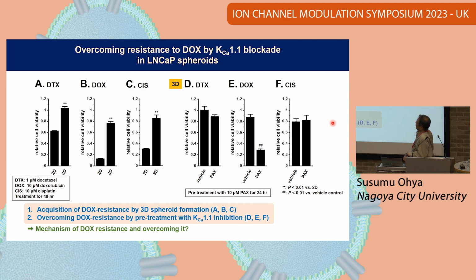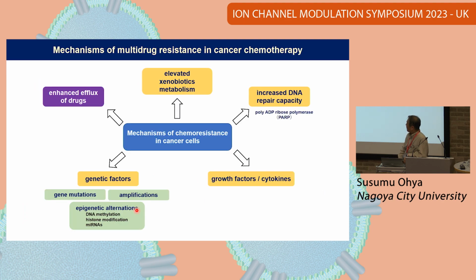LNCaP spheroids also have resistance to chemotherapies, docetaxel, doxorubicin and cisplatin. And paxilline, KCa1.1 inhibition, overcame the doxorubicin resistance alone. So we determined the mechanism of doxorubicin resistance and overcoming it. These are the mechanisms of chemoresistance in cancer cells. So we first checked the drug efflux transporters.